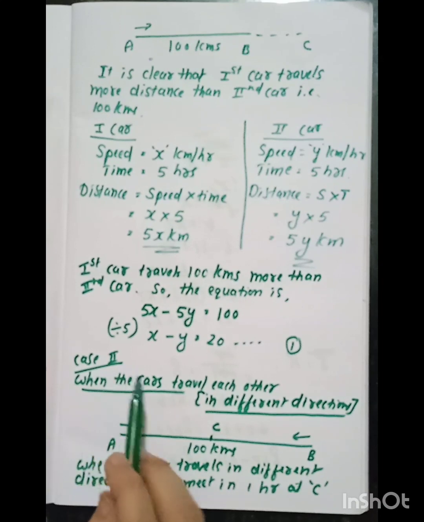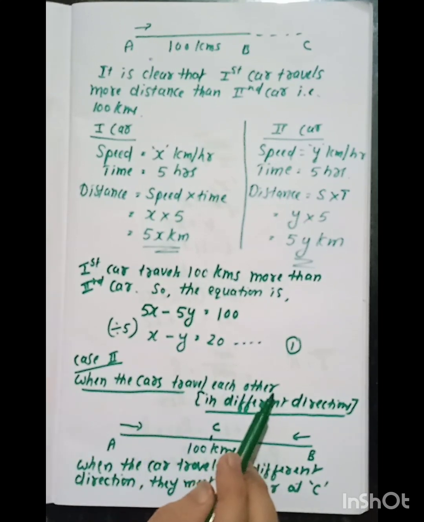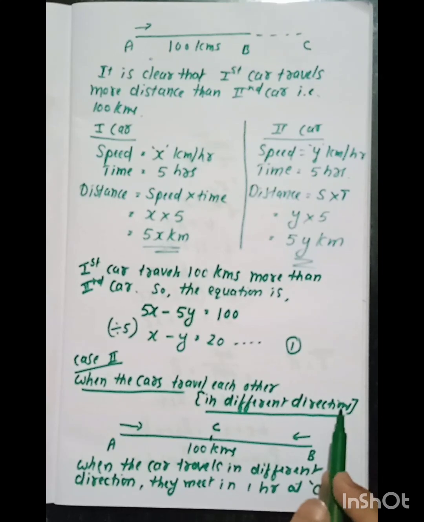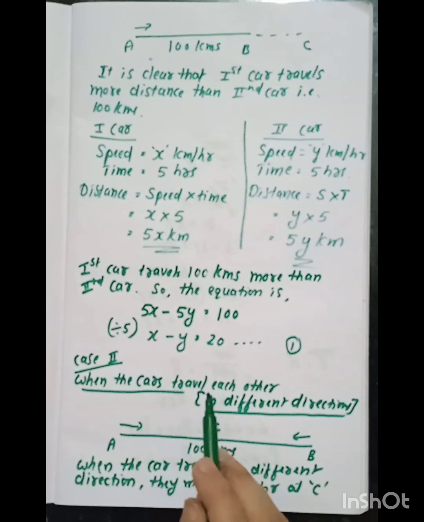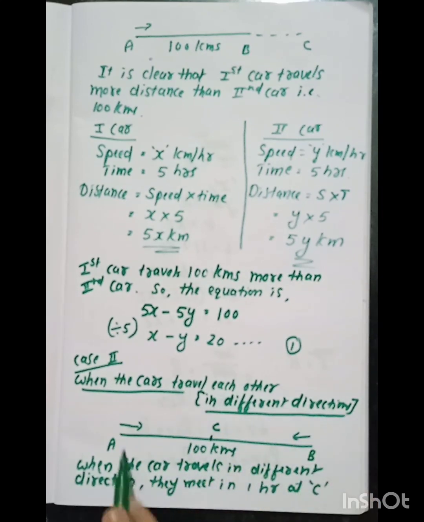Now the second case, when the cars travel towards each other, it means in different directions. In the first case the cars are traveling in the same direction, but in the second case the cars are traveling in different directions. It is place A, it is place B. The first car travels in this direction and the second car travels in this direction. Both meet at point C in 1 hour. The distance between the two places is 100 kilometers, as we know. So when the cars travel in different directions, they meet in 1 hour at C.